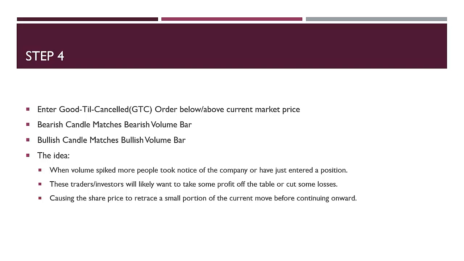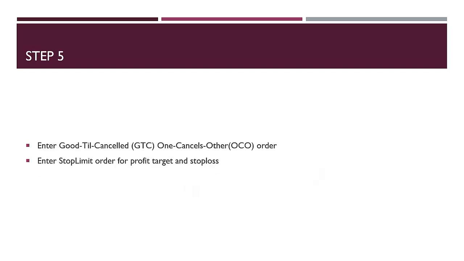The idea is that when volume spiked, more people took notice of the company or entered on the day that the volume spiked, and then these traders or investors would want to take some profit off the table or possibly cut some losses, hopefully causing the share price to retrace a small portion of the current move before continuing onward.